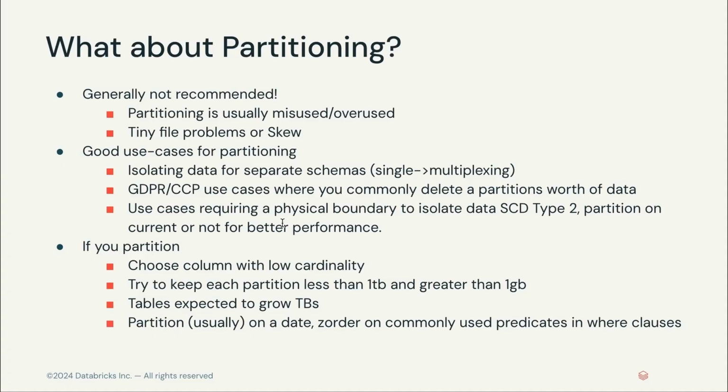There are also use cases where you're requiring a physical boundary. If you're using SCD type 2, you're partitioning on current or possibly not, based on better performance. Now, if you're going to partition, choose a column that has low cardinality. High cardinality columns are going to cause smaller file sizes. Try to keep your partition less than 1 terabyte and greater than 1 gigabyte worth of data. If you're going to have tables that you're expecting to grow larger than terabytes, partitioning might be a good idea.